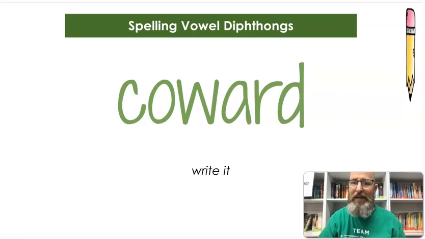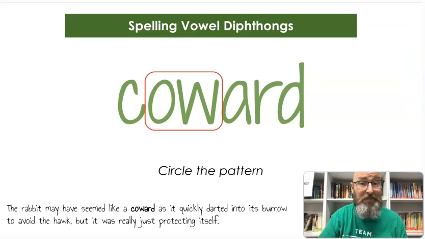And as usual, I'm going to tell you what to write. C-O-W-A-R-D. Of course, we're looking for our diphthong. Do you remember which one it was? O-W, that's correct. Says owl. The rabbit may have seemed like a coward as it quickly darted into its burrow to avoid the hawk, but it was really just protecting itself.